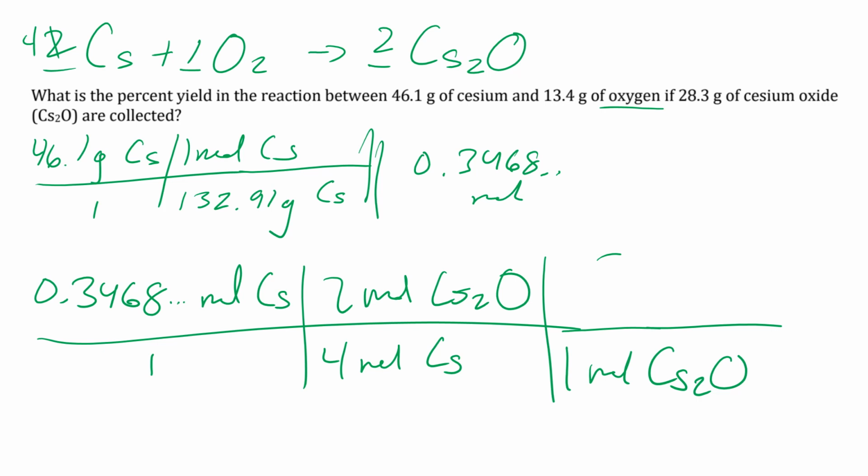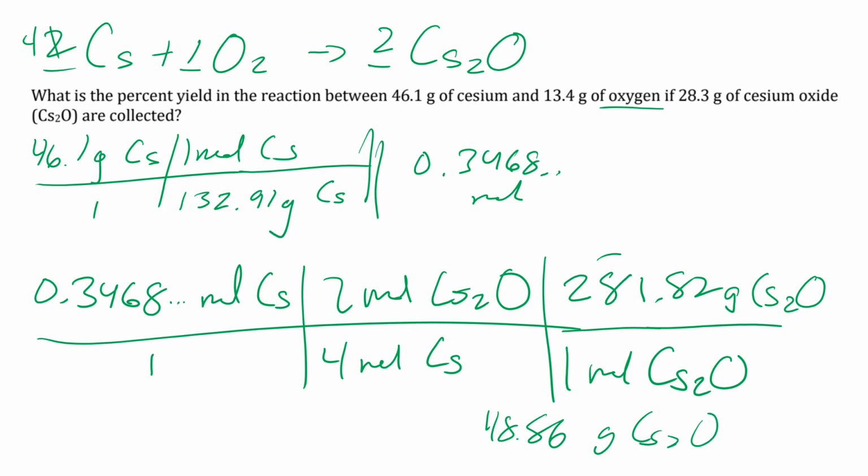132.91 times 2 plus 16, 281.82 grams of Cs2O. 0.3468 times 2 times 281.82 divided by 4 would give me a mass of 48.86-ish grams of Cs2O. So you'll notice right here, I determined my theoretical yield by doing the stoich.